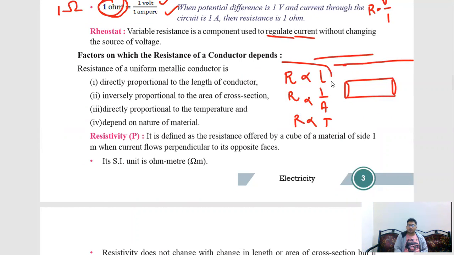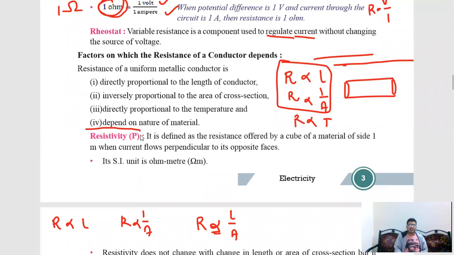You have to take these 2, and from these 2 you can get another formula. Here what we got: R is directly proportional to L, R is inversely proportional to A. If you club these, you will get R is directly proportional to L/A. Now this is directly proportional. You have to remove that and add one constant. That constant is resistivity.